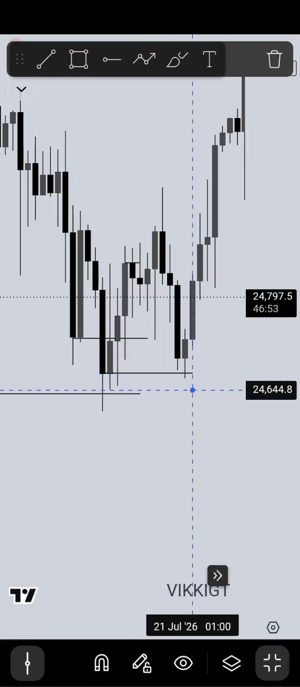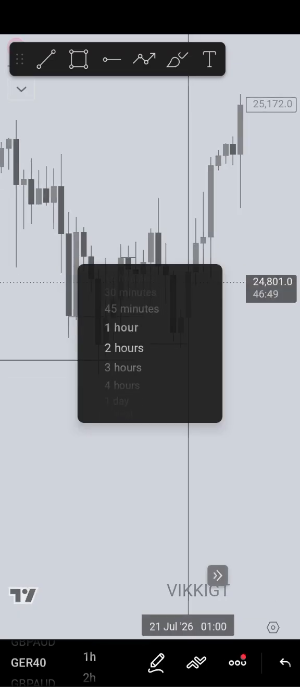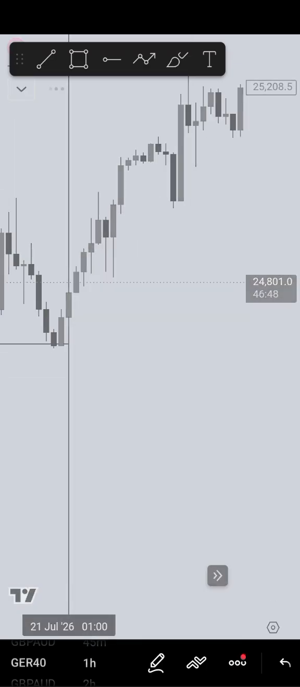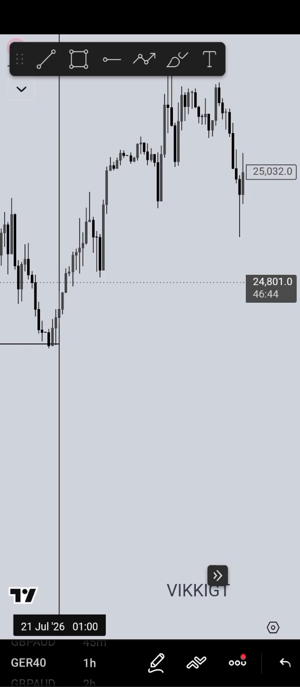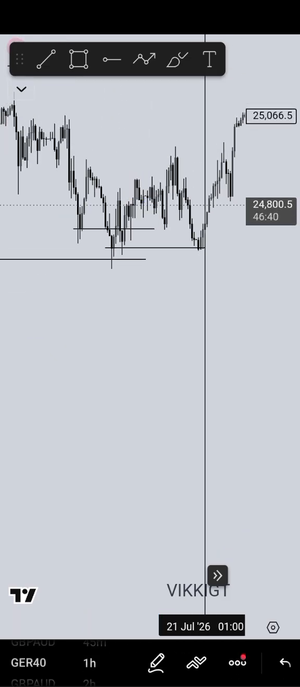After price rejected from the key level, what do you expect? You head over to your 1 hour time frame. That's going to be your entry time frame. So what do you expect to see on the 1 hour time frame? You expect to see what? An engulf or what? Another breakout to the upside.